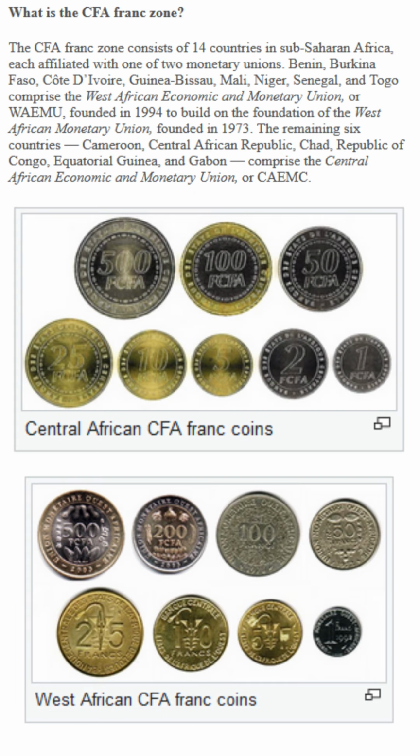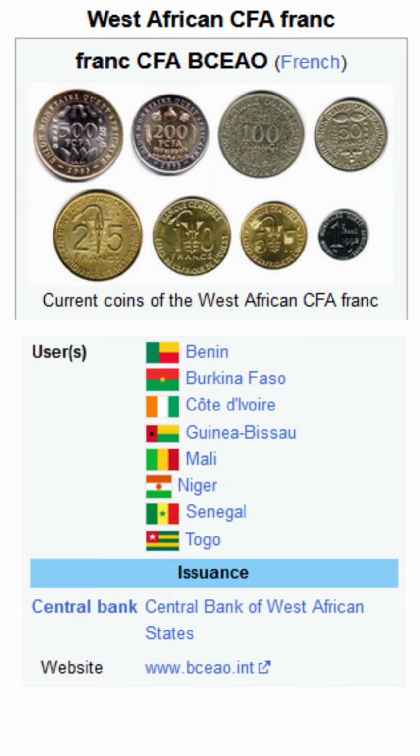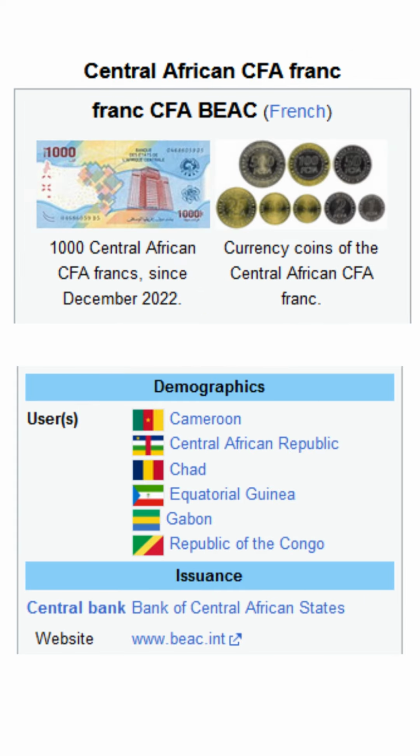The CFA franc includes both the West African CFA franc that is used in 8 countries in West Africa and the Central African CFA franc that is used in 6 Central African countries. Although they are separate currencies, they have almost always traded at parity and are essentially interchangeable in practice. Both versions of the CFA franc are pegged to the euro at a fixed exchange rate and guaranteed by the French Treasury. Therefore, the monetary policy for these 14 countries is effectively set by the French government.